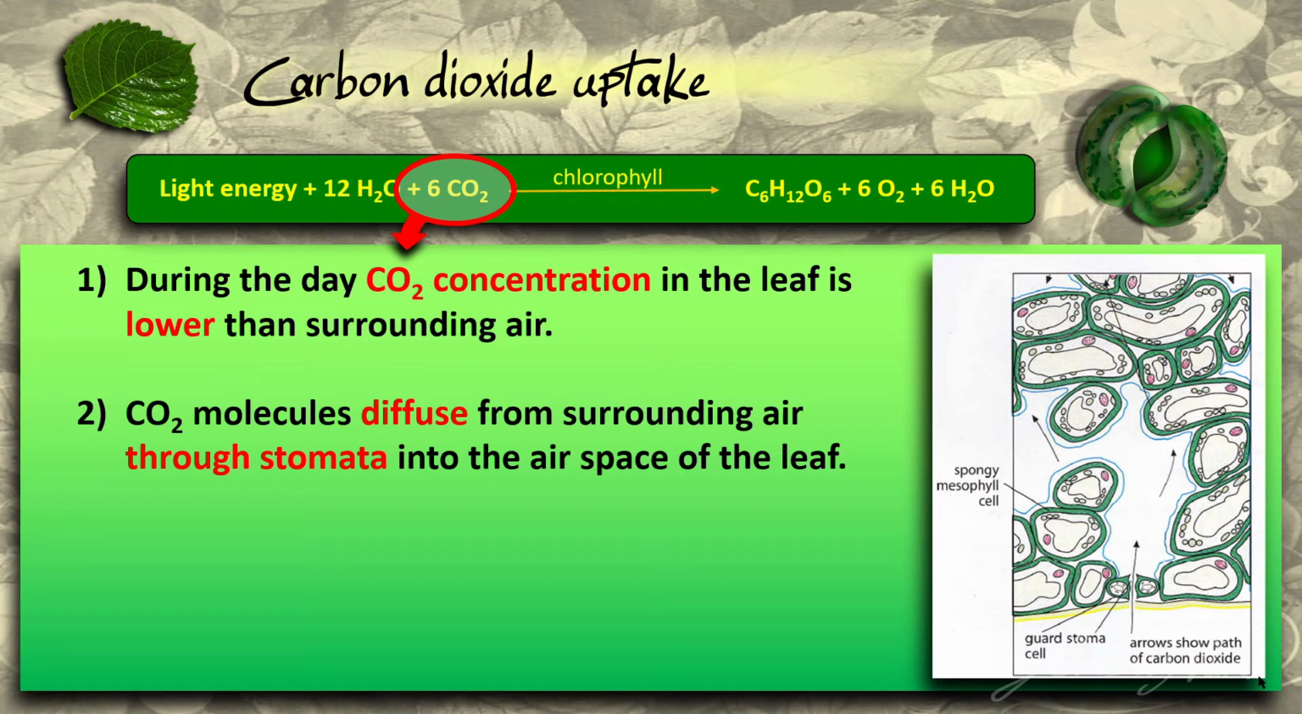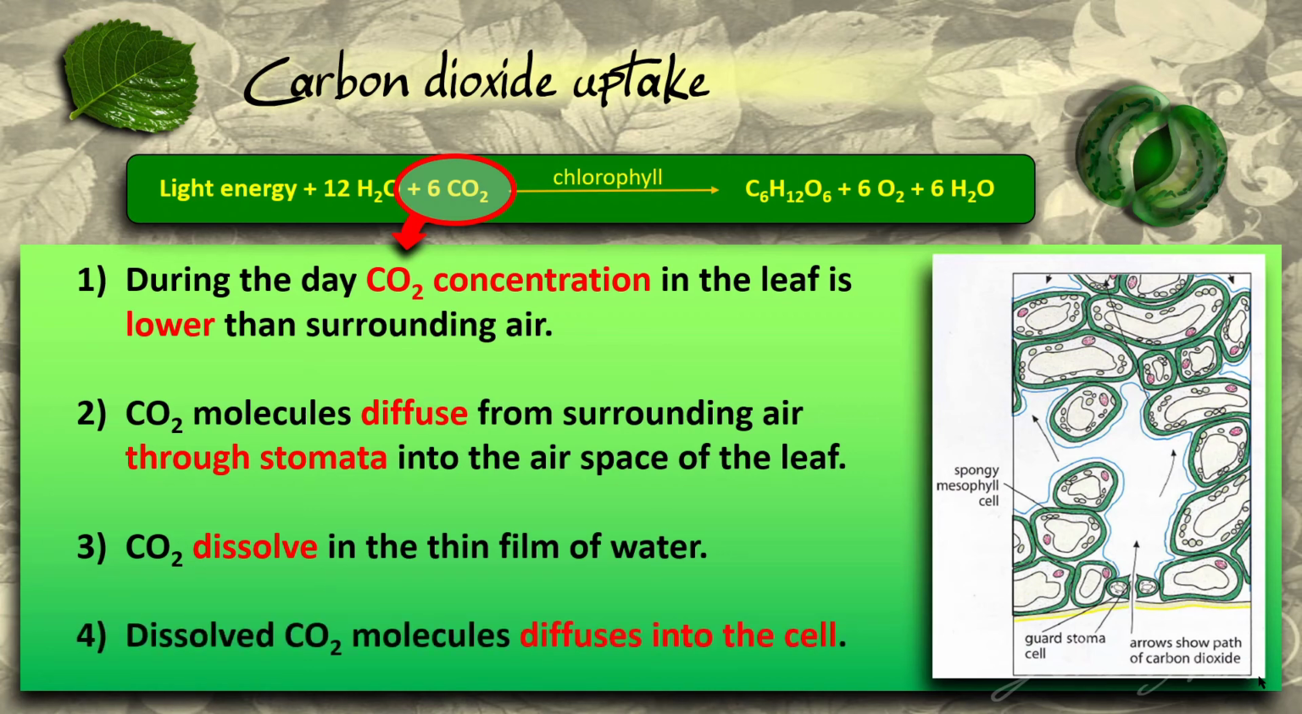And remember the thin layer of moisture on the spongy mesophyll cell. The carbon dioxide will dissolve in the thin layer of moisture, and only when dissolved, the carbon dioxide can diffuse into the cell for it to be converted into glucose. So this is one part of photosynthesis.